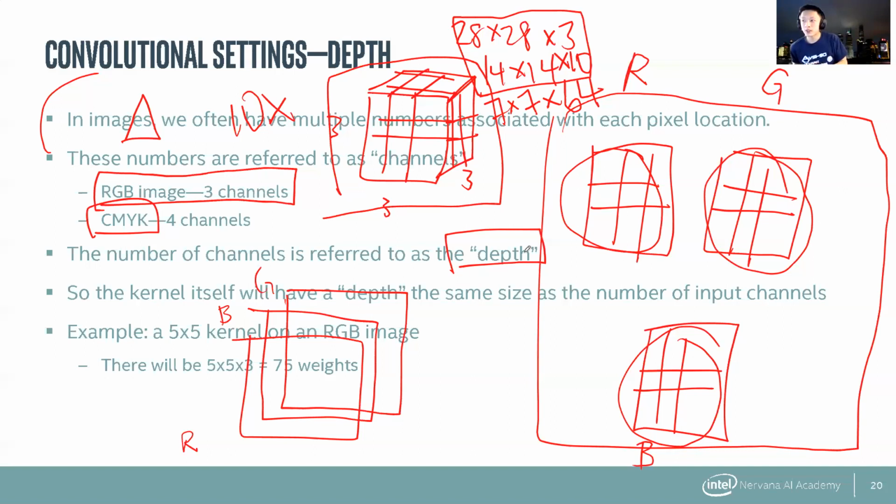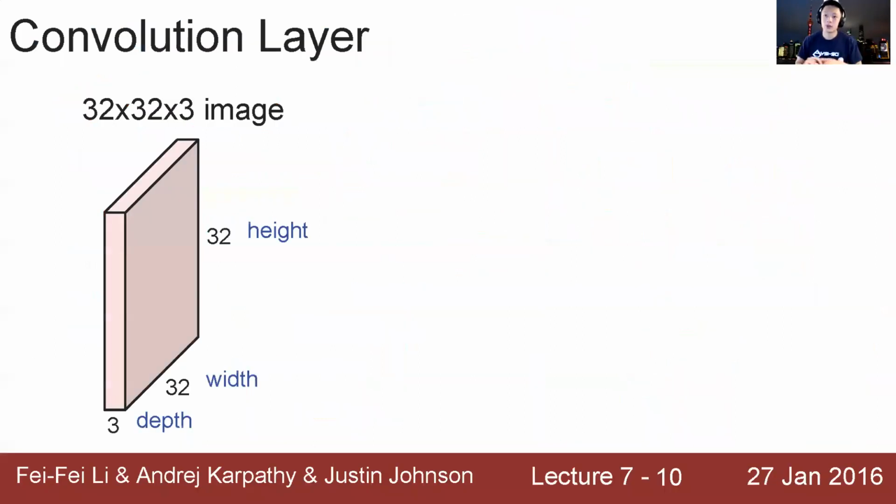And don't worry if some of this sounds, again, a little bit hand wavy, because we're going to go through a specific example of what a convolutional layer looks like, and it should all come together at that point. So finally, we have all of the components that we need to talk about the convolution layer.